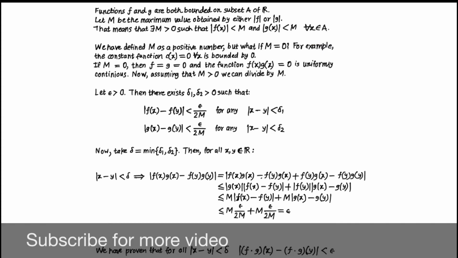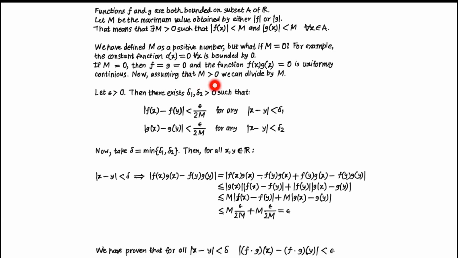Now, as M is a positive number, what if M is 0? For example, if the constant function c(x) is 0 for all x, then it is bounded by 0. But if M is 0, then both f and g are identically 0, right? In that case, their product function is also identically 0. As it is a constant function, it is also uniformly continuous. So this is very obvious. So we are assuming that M is strictly greater than 0. Why are we assuming this? Because we need to divide by M, right?